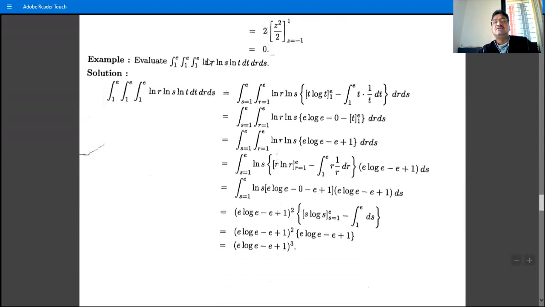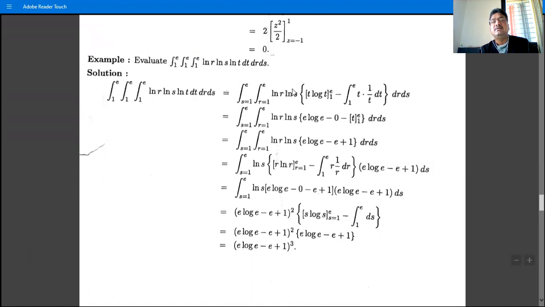ln r means log of r, ln s, ln t means log of r, log of s, log of t. Instead of x, y, z, here is the notation r, s and t. So consider it as x, y, z, and then integrate first with respect to t. So log r and log s are constant, and what is the integration of log t?